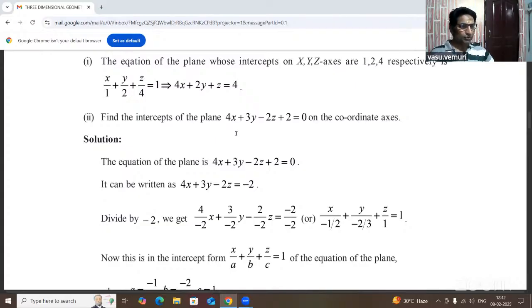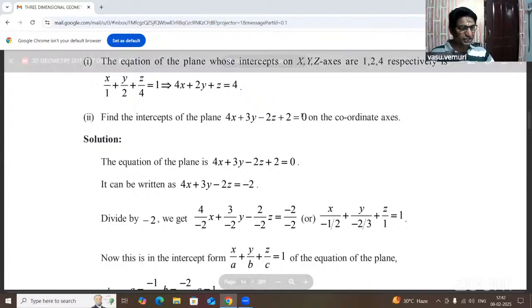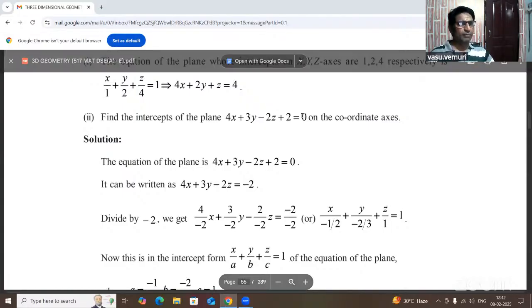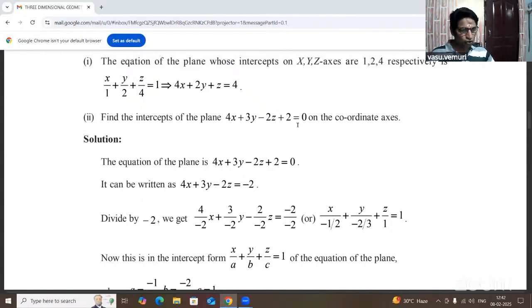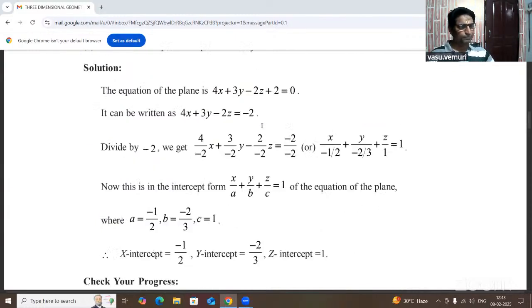Okay. Now, a plane equation is given, and we convert it into the intercept form on the coordinate axes. The d value is 2. How to get the constant as 1? Because here the constant d is 2. Dividing throughout by 2, dividing both sides by 2, we get 4x by 2, 3y by 2 minus 2z by 2 plus 1 equal to 0.